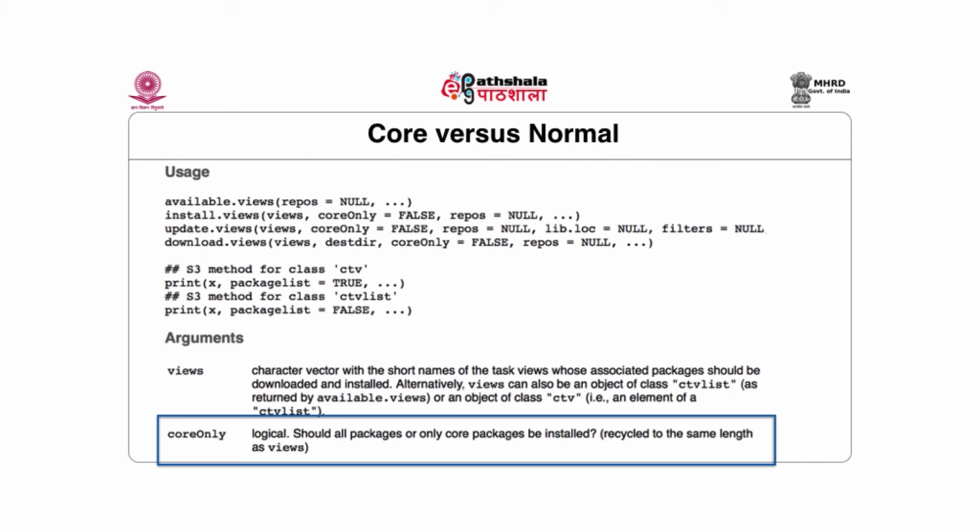So if you're setting out to learn a subtopic in depth, then it makes sense to use coreOnly and set it at FALSE because you really want the full Monty. On the other hand, if your interest is only in learning the basic idea about that particular task view, then set coreOnly as TRUE, so it'll only download a specific set of packages. It really depends on your requirements and how you want to do this, but keep this in mind.